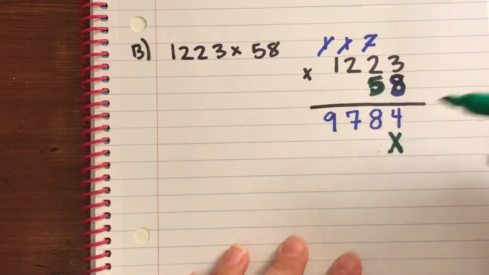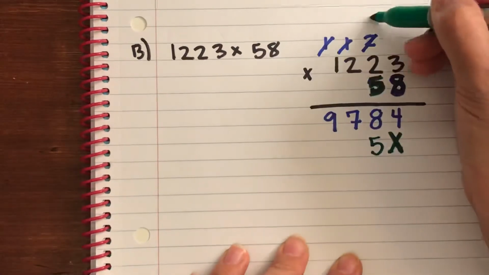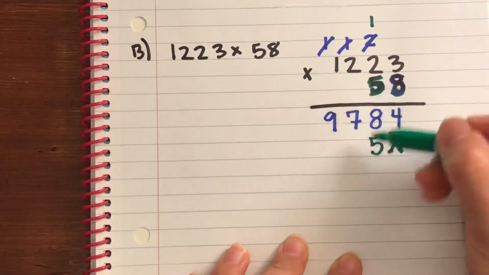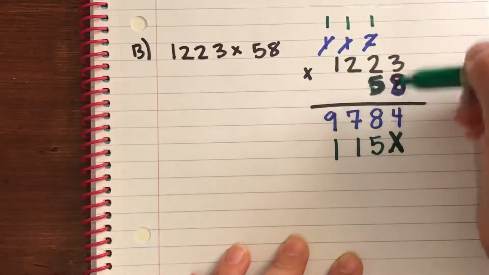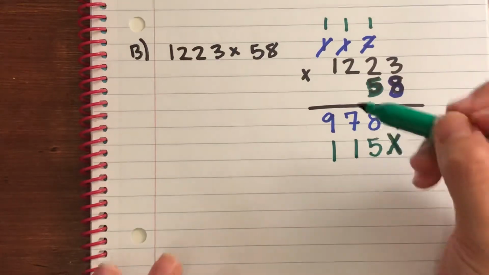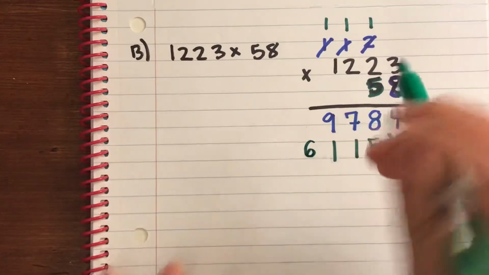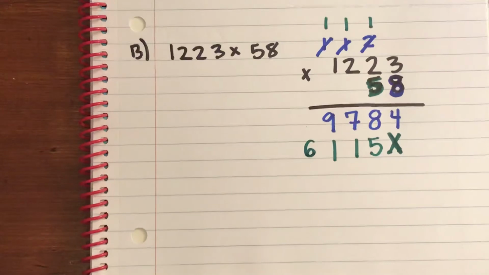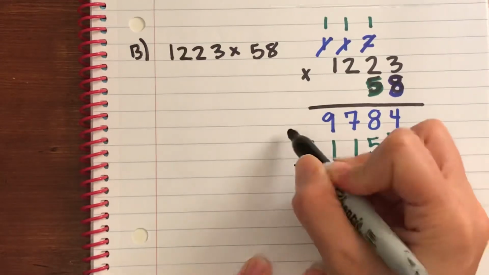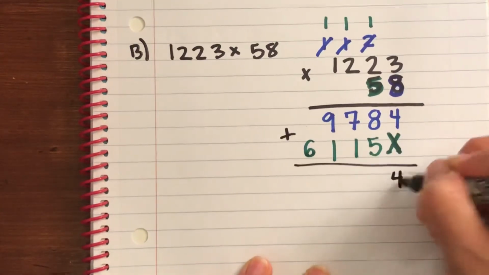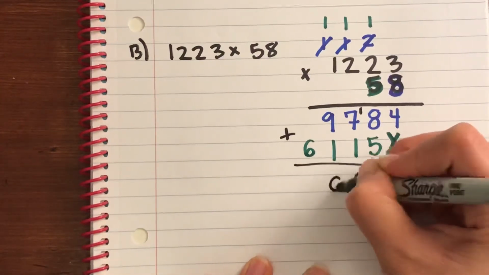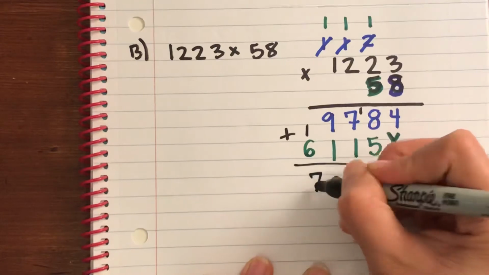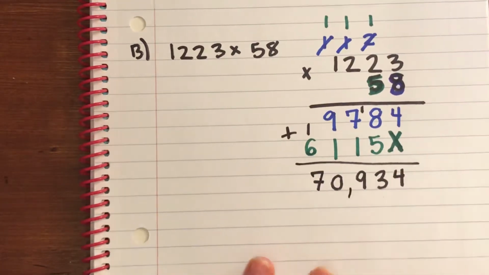So 5 times 3 is 15. 5 times 2 is 10 plus 1 is 11. 5 times 2 is 10 plus 1 is 11. And then 5 times 1 is 5 plus 1 is 6. Add them together. 4, 13, 8, 9. Regroup. My total answer is 70,934.